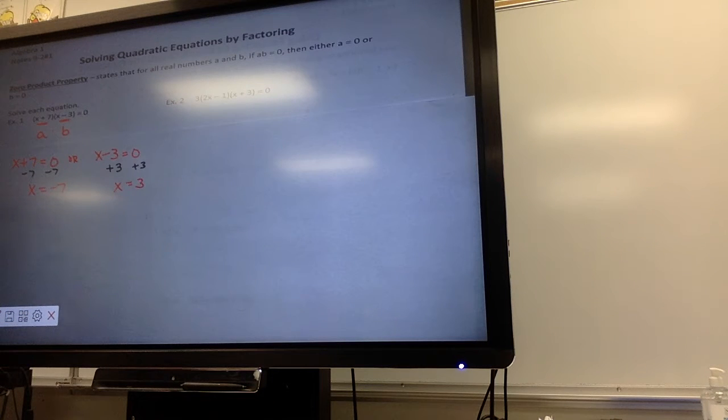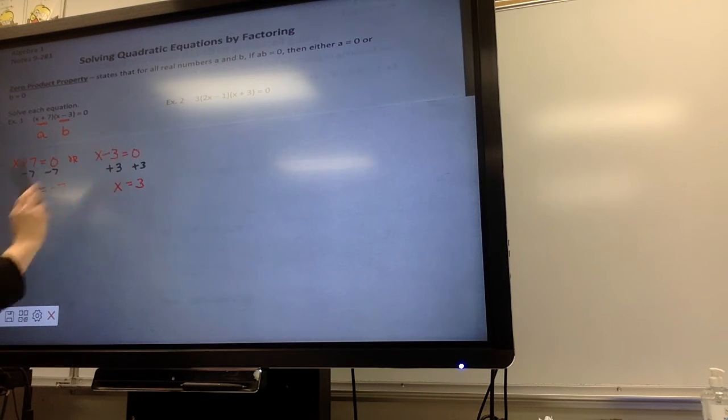So I have two solutions to this. If x is negative 7 and I plug that in here, or if x is positive 3 and I plug that in there, I would get an answer of 0 when I multiply. Does that make sense? You're going to get two solutions.